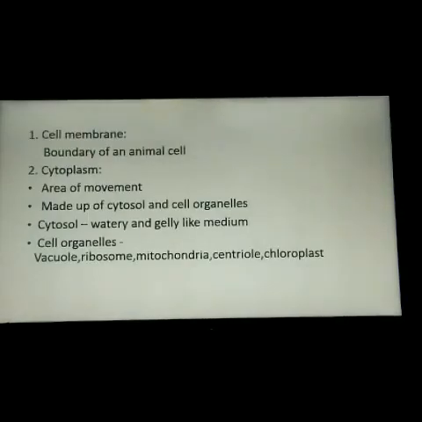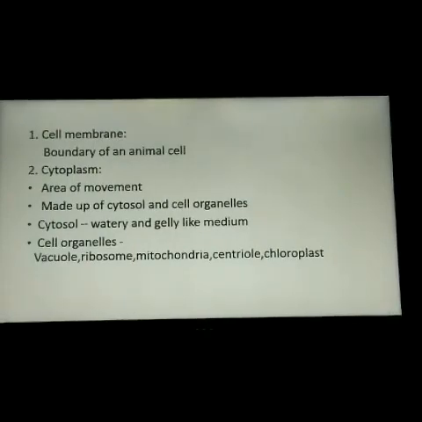Now let us see what is the cell membrane and cytoplasm. So what is a cell membrane? It is the boundary of an animal cell, which is said to be the plasma membrane, and it is also called the cell membrane. So in all the animal cells we do have the cell membrane, and it is the cell boundary of an animal cell.